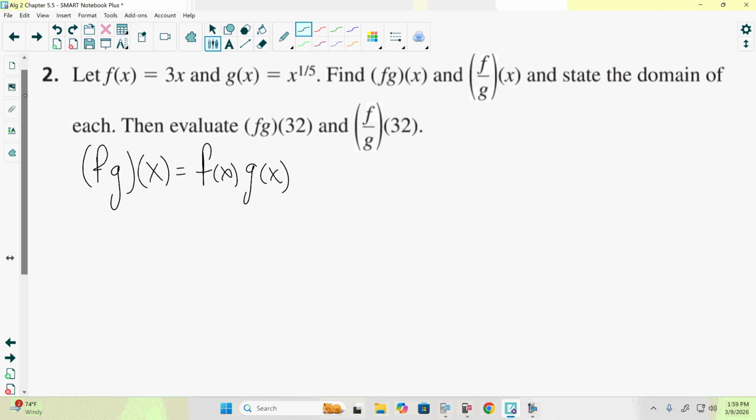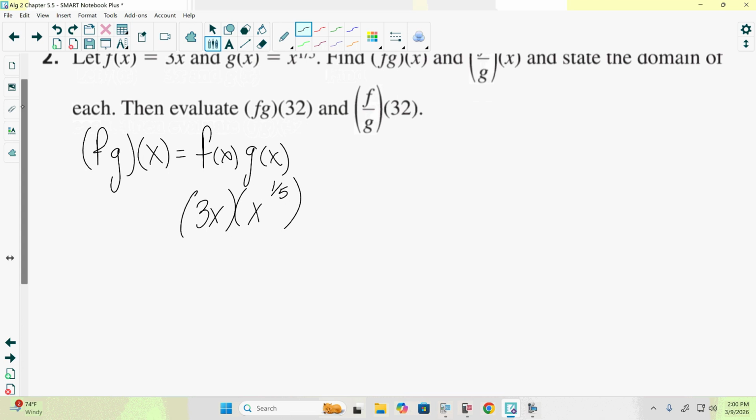Let f of x be 3x and g of x be x to the 1/5. Find f times g of x and f divided by g of x. The domain we're not so much focused on, but for our product it would be all real numbers. For the division, our quotient, it would be all real numbers except 0. Now for our product, f of x times g of x, well, f of x is 3x. G of x is x to the 1/5.